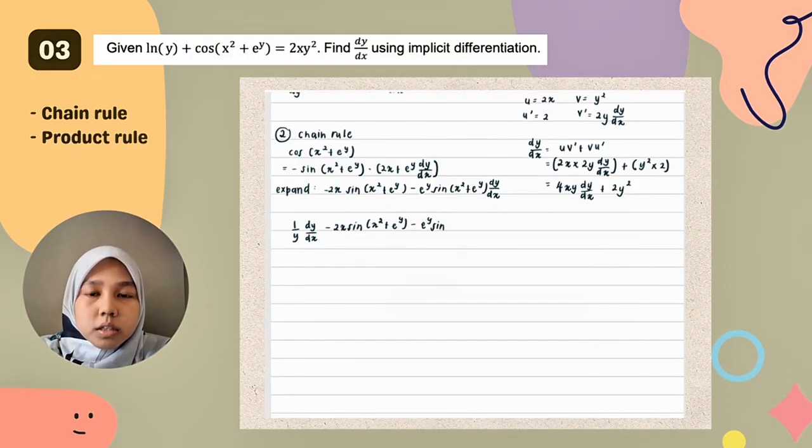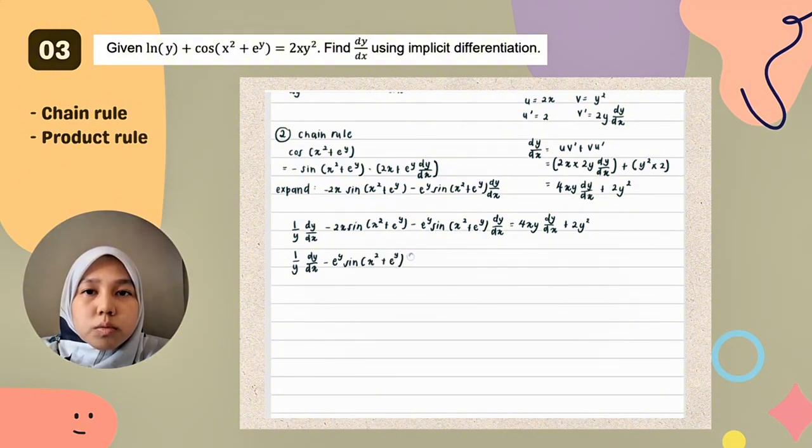When we combine them together and expand the bracket, we get negative 2x sine of (x squared plus e to the power of y) minus e to the power of y sine of (x squared plus e to the power of y) dy over dx. And then the term 2xy squared, this is a multiplication of two distinct terms, 2x and y squared.